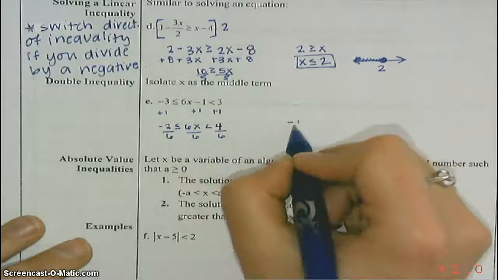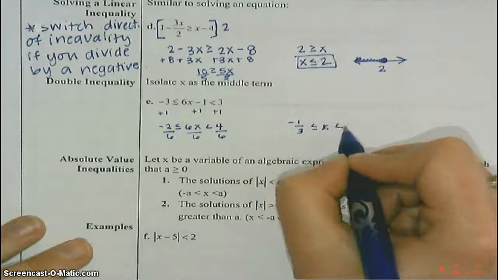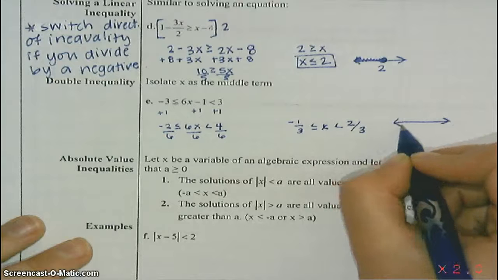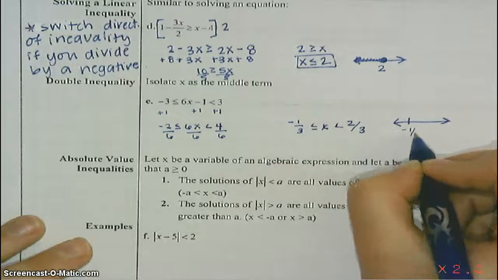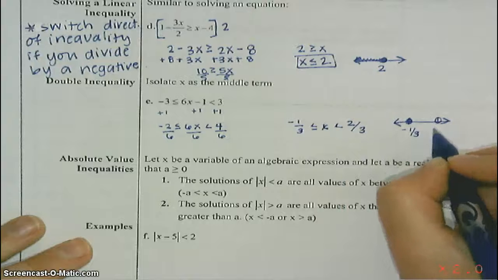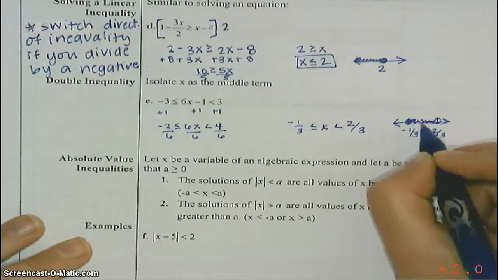So negative 1/3 is less than or equal to x, which is less than 2/3. This is one of those bounded inequalities, so it's stuck between 2 numbers. You're going to have a closed-in dot on negative 1/3 and an open dot on 2/3, and shade in between.